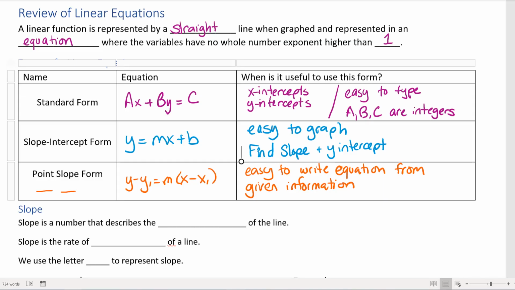So now we need to discuss what slope is. Slope is a number that describes the steepness of a line. Slope can also be considered as a rate of change of a line, meaning how far does it increase vertically versus how far does it increase horizontally, how much is it changing and in what direction, or how steep is the line. And then lastly, we use the letter m to represent slope.